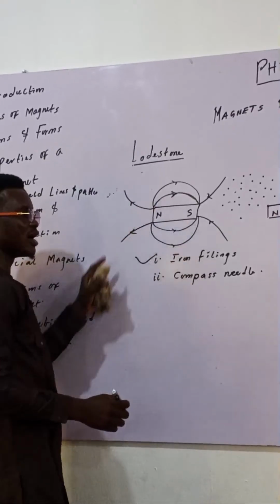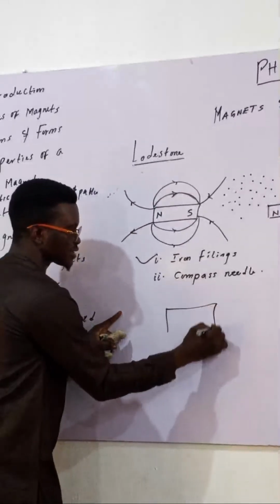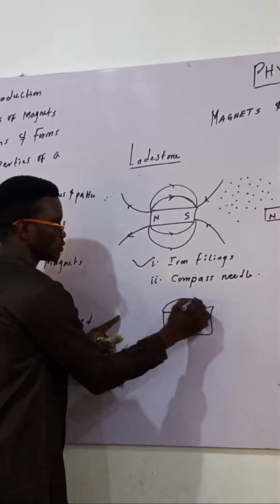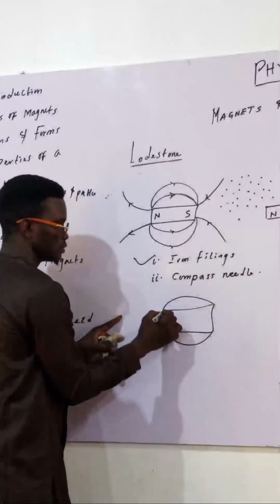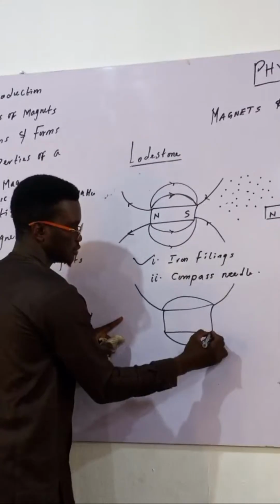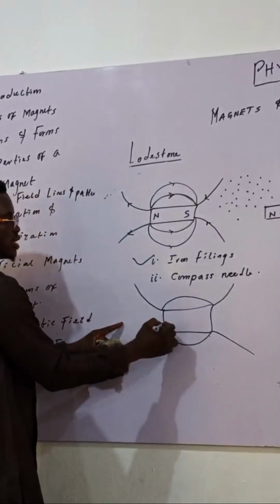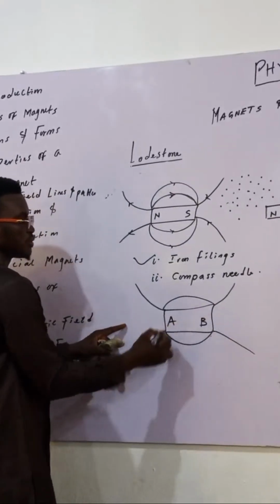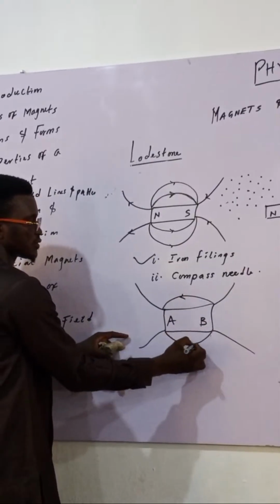So anytime you draw an arrow, if I draw something like this, and I did not indicate anything here, this is A, this is B. Then my arrow is like this.